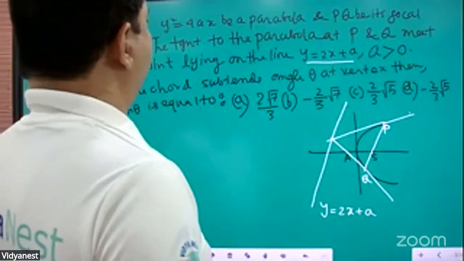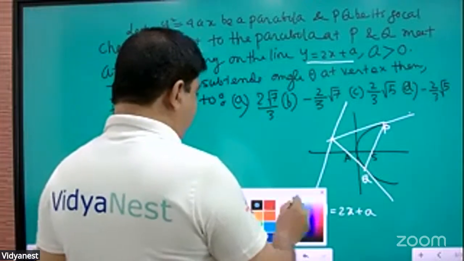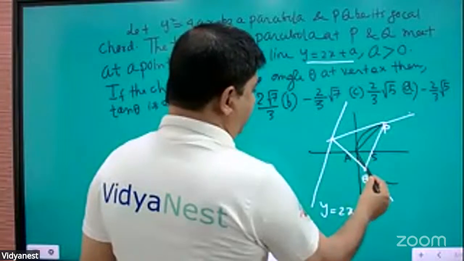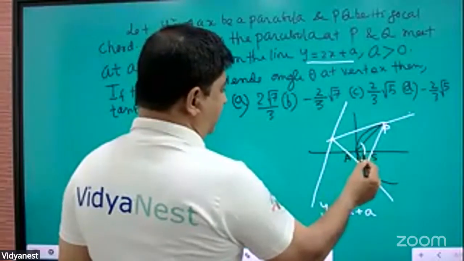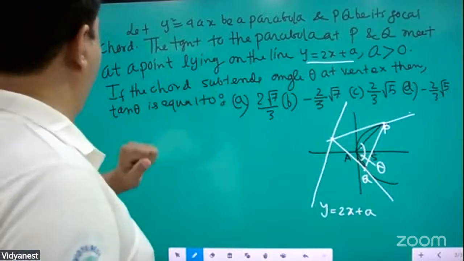Okay? Now, that PQ subtends angle theta at the vertex. This angle is theta. Okay? We are told to find tan theta.